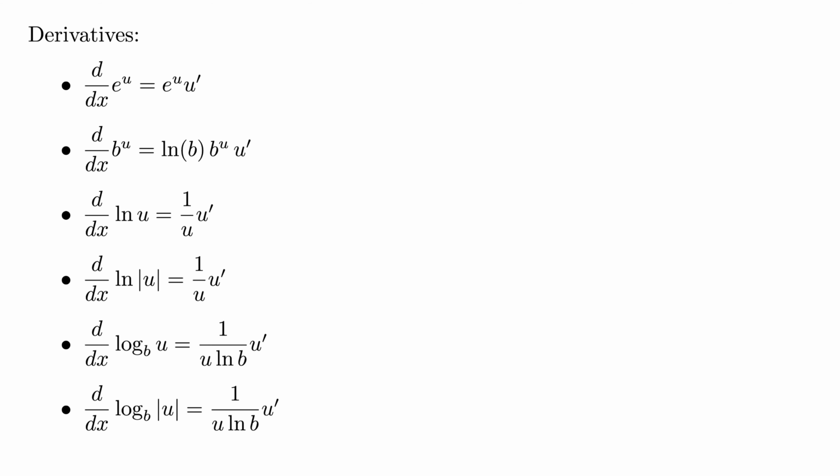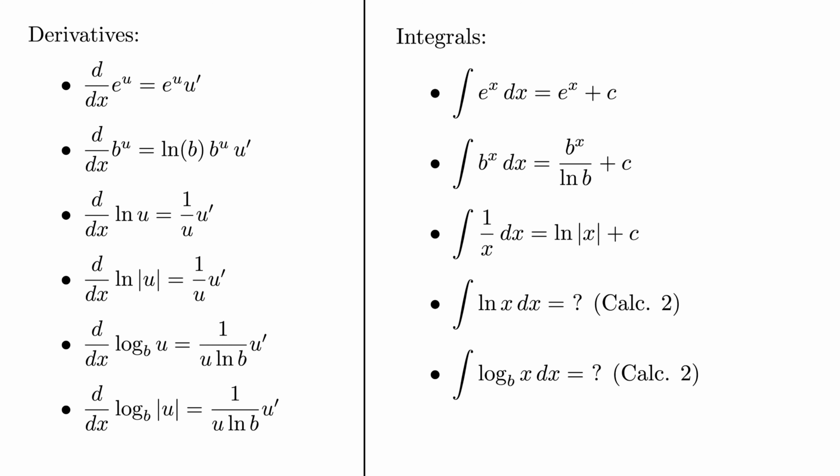Okay, let's take a look at some integrals. For integrals, and we'll do the indefinite forms here, we have the integral of e to the x dx is e to the x plus c. Similarly, the integral of b to the x is b to the x plus c, except now we're dividing b to the x by natural log b. So you can kind of remember it as when you take the derivative, you multiply by natural log b, but when you take the integral of b to the x, you divide by natural log of b. And we have that the integral of 1 over x dx is natural log of absolute value of x plus c.